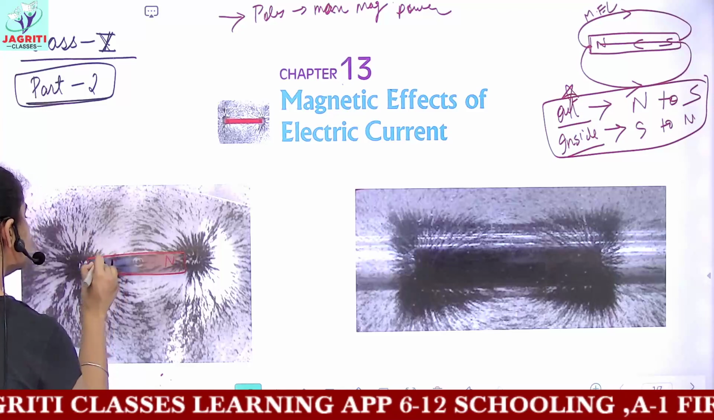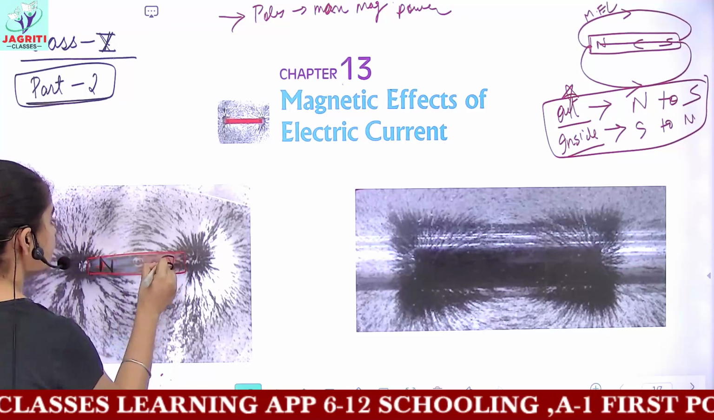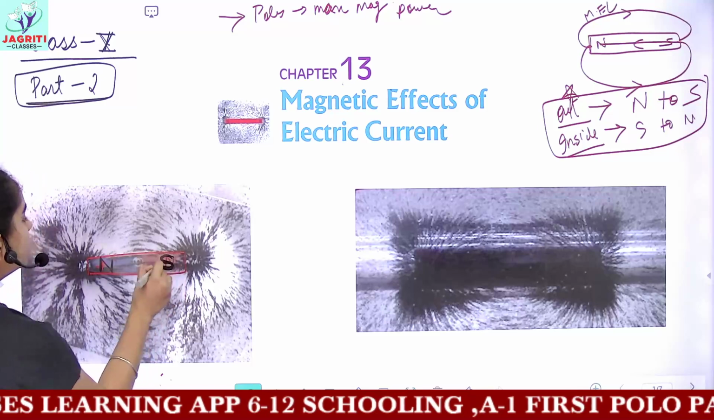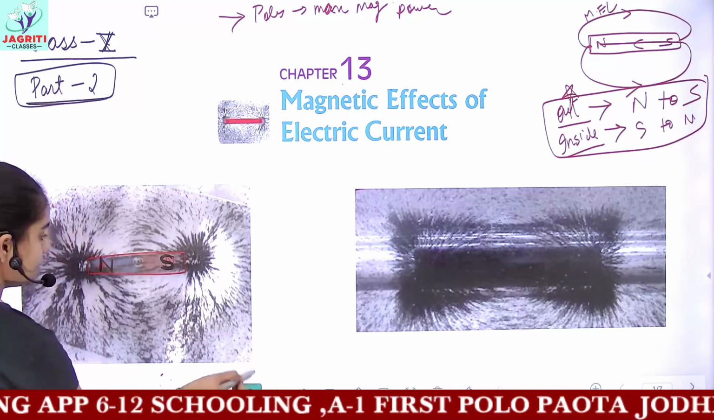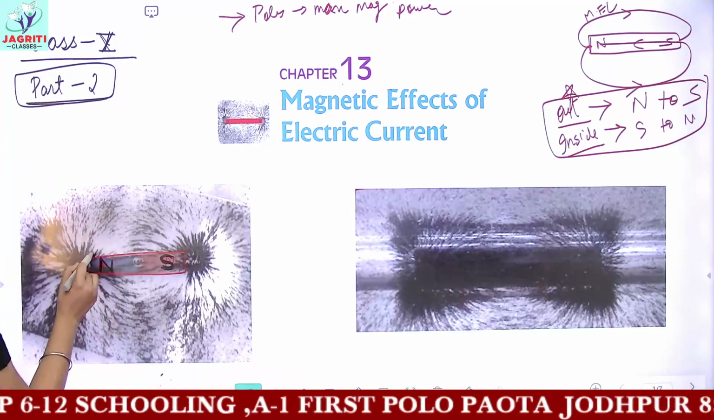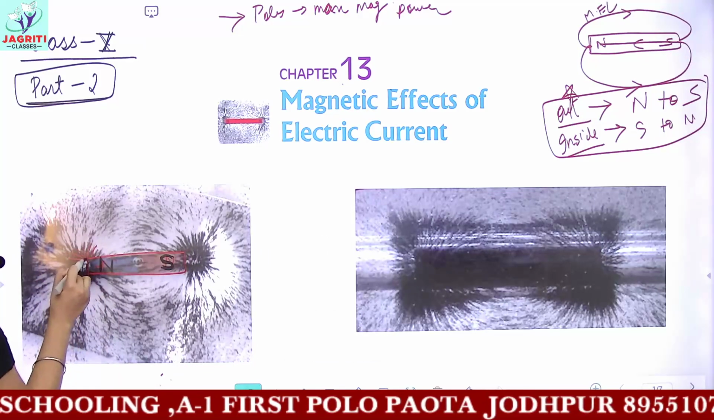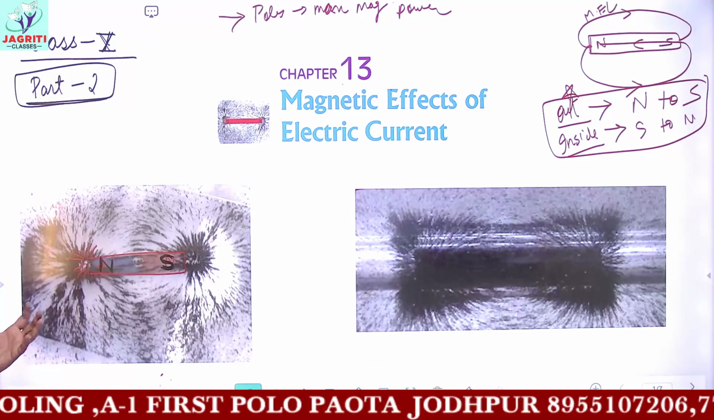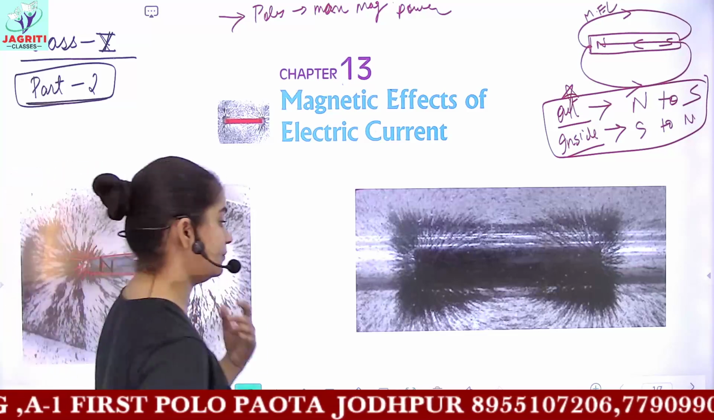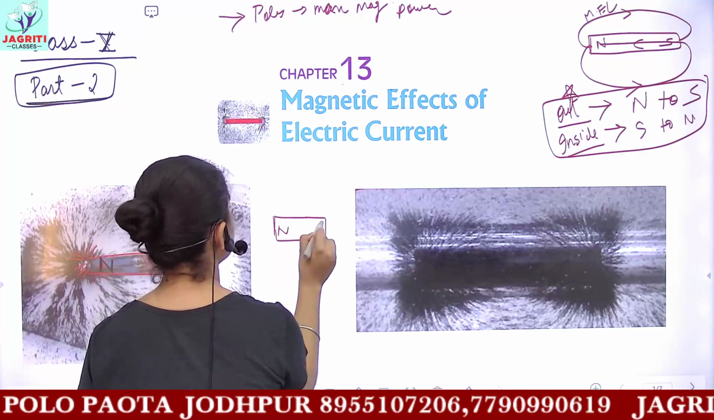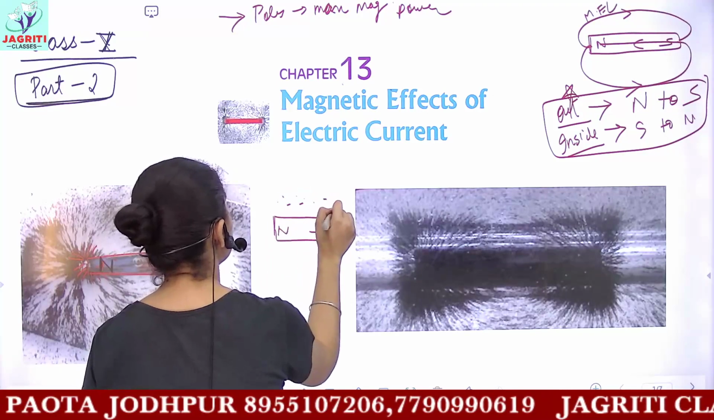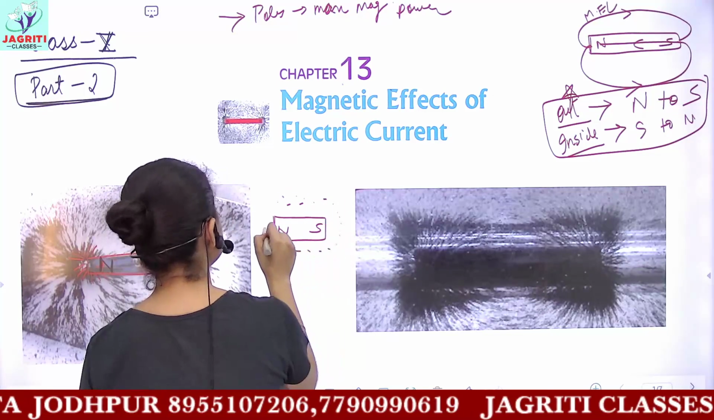Let's suppose this is your north pole and this is the south pole of the magnet. So what we'll see is at the poles, as you can see in the diagram, can you see that many dense lines are originating at the poles? So what we did, we took a magnet having north pole and south pole and we placed many iron filings around the magnet, equally distributed.